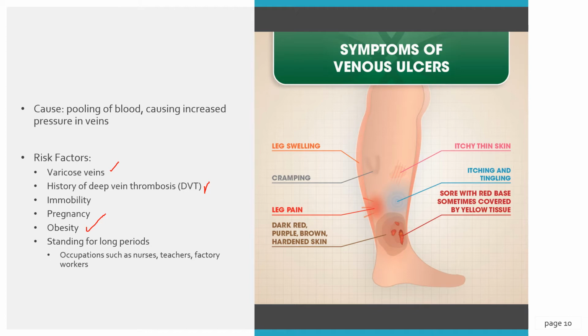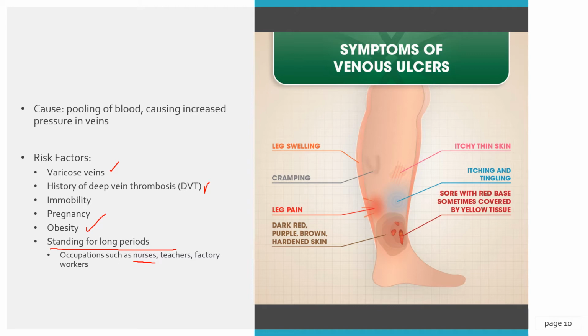including occupations that stand for long periods. So pay attention, nurses, teachers, cops, factory workers, surgical staff, anyone who stands for long periods are at very high risk of venous stasis disease. So make sure you're wearing your support hose.